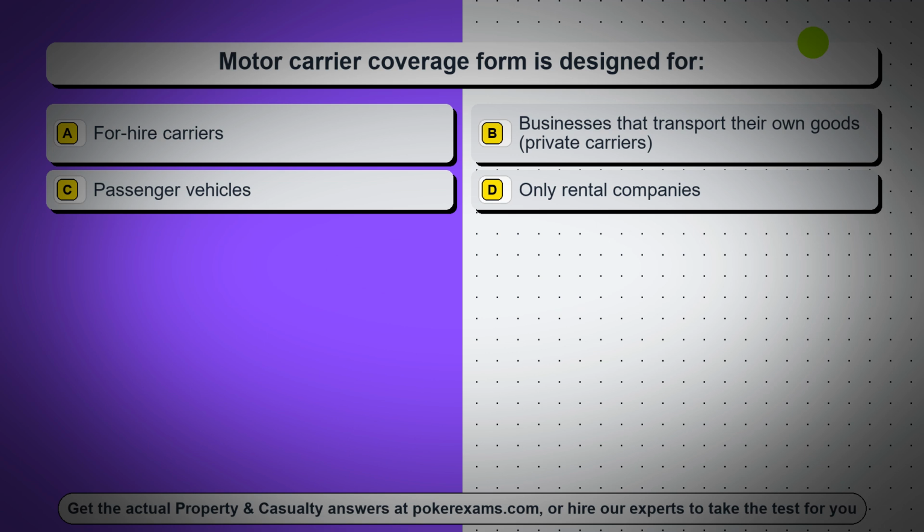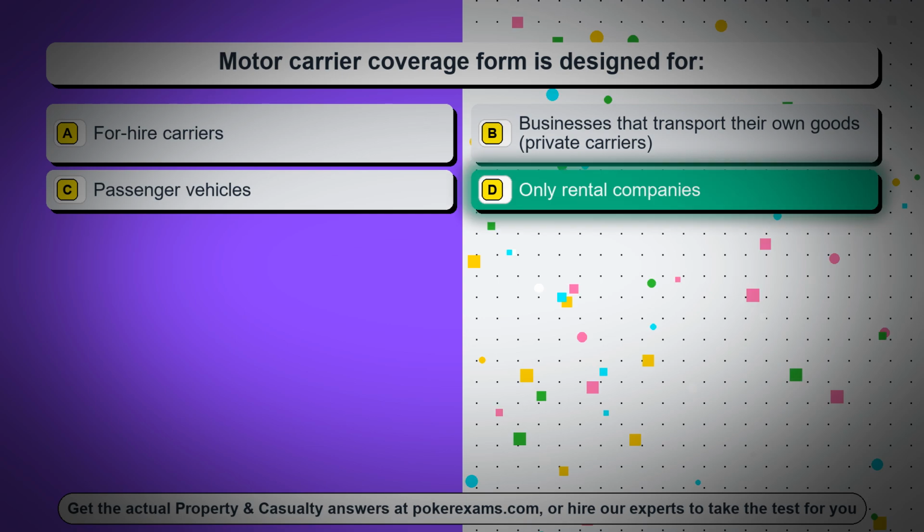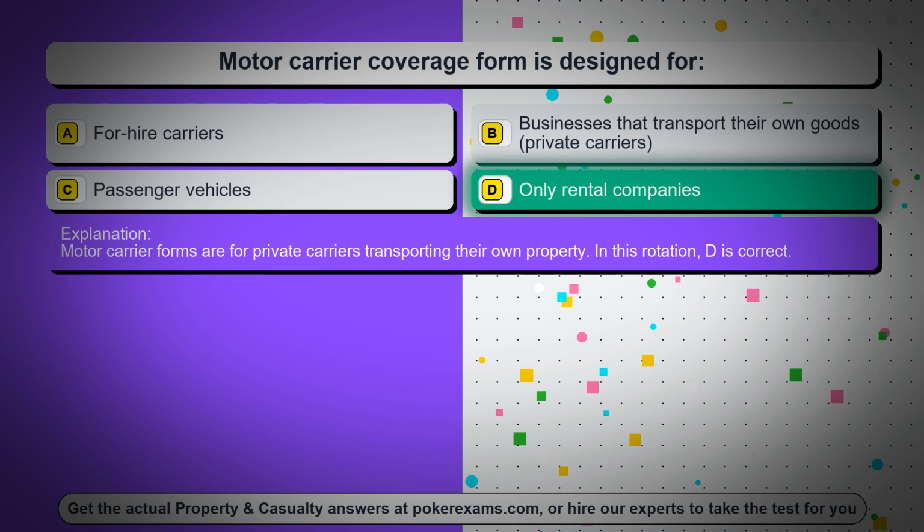Option A, for hire carriers. Option B, businesses that transport their own goods, private carriers. Option C, passenger vehicles. Option D, only rental companies. The correct answer is option D, only rental companies. Motor carrier forms are for private carriers transporting their own property. In this rotation, D is correct.